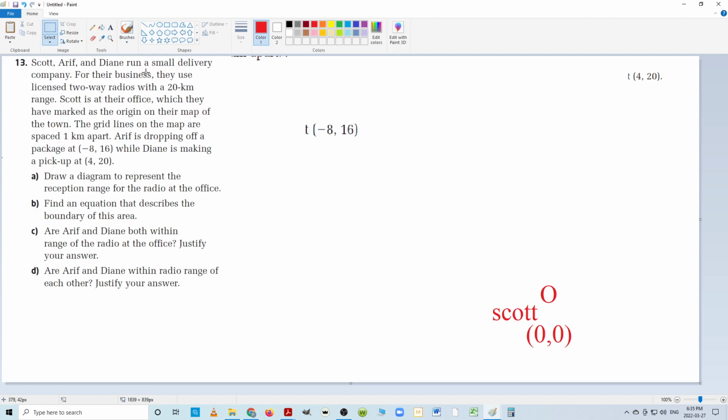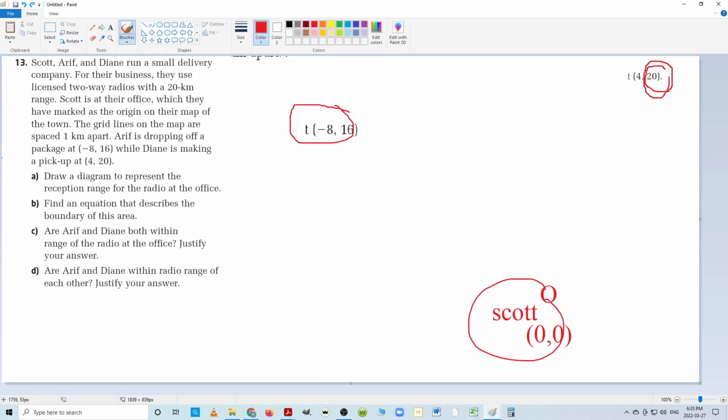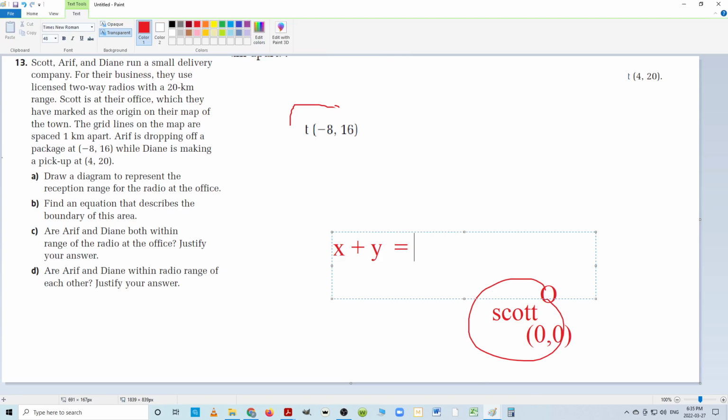The grid lines are, yeah. Draw a diagram to represent the reception range for the radio of the office. So that's a circle. So if Scott can reach a 20-kilometer range, that's a 20-kilometer range like that all the way around, because wherever Scott points, it's going to reach 20. We just got to see if they're within radio range. Now, right away, seeing that 20, they're out of radio range, because these numbers could never add up to the 20 that we're looking for. This one, maybe. So then, if I'm going to put Scott as a radio, and his range of his radio is 20, I would write it like this, is equal to 20 squared.